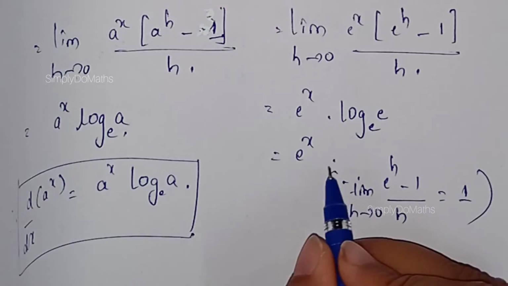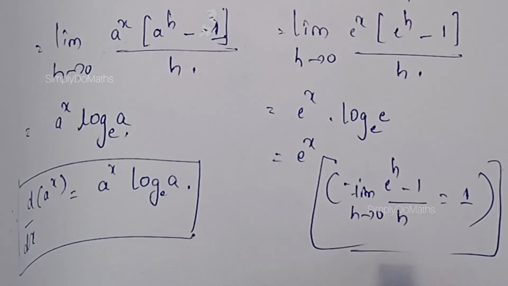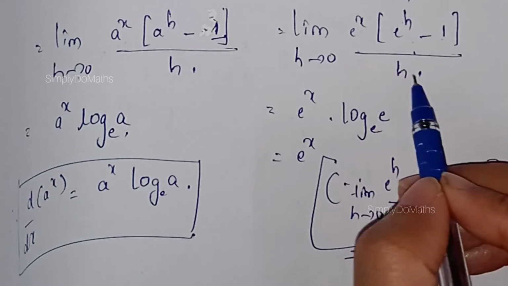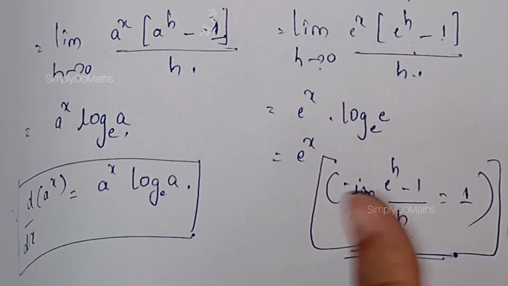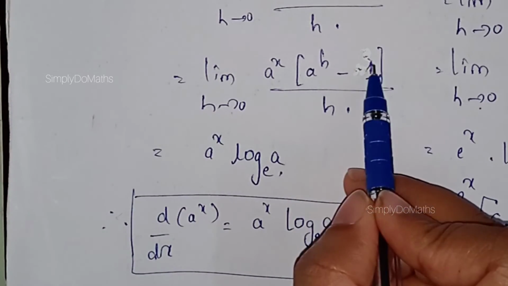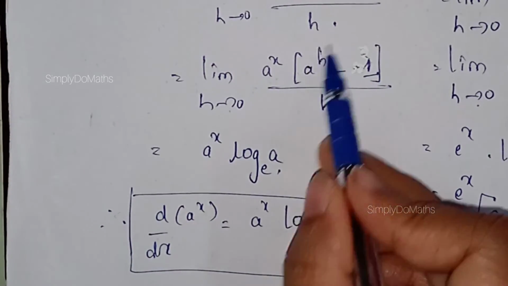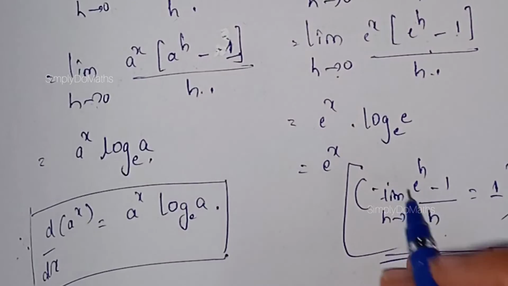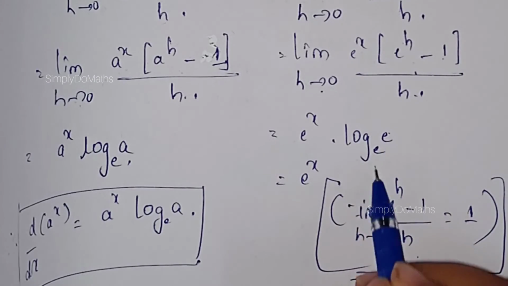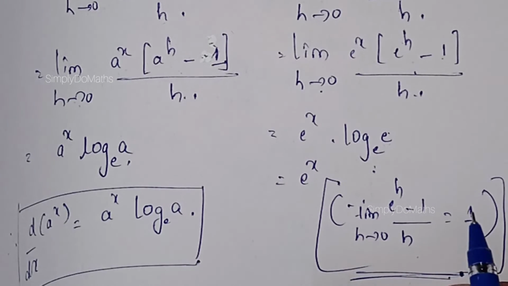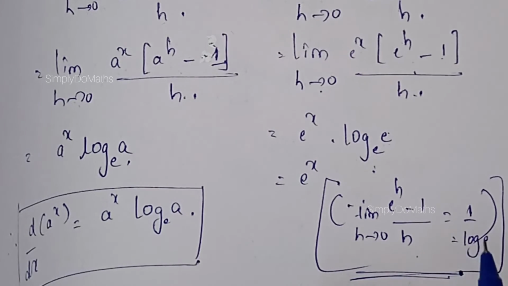So you need to remember this condition. This is the basic result we have used: e raised to h minus 1 divided by h as limit h tending to 0. In this case also we have used the same result. Here as h tends to 0, this whole limit gets the value 1. So we got this as log e to the base e. Log e to the base e is 1 itself.